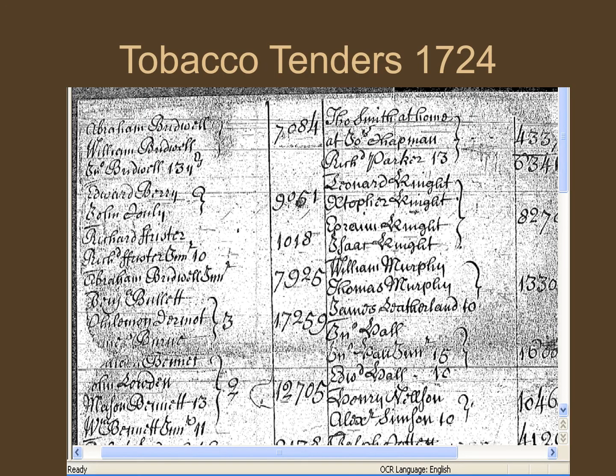Here are more examples from a 1724 tax list. The first three names are surnamed Bridwell. The third person of that group is John, abbreviated JNO. In the third family, we find Richard Frister and Richard Frister Jr., spelled with double F.